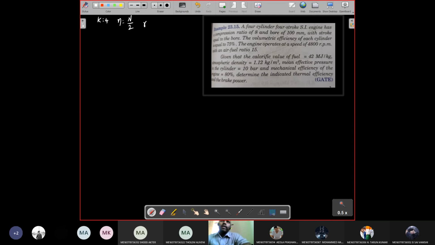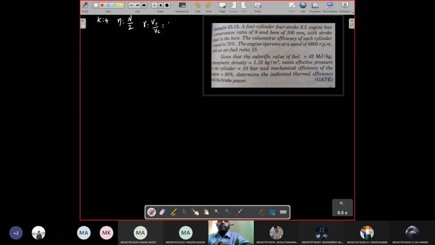A compression ratio. What is meant by compression ratio? Anyone, please tell me. Total volume by swept volume? No, wrong. Total volume by clearance volume. Yes, sir. Volume before start of the compression divided by volume at the end of the compression. Yes or no? That is the compression ratio. So total volume by clearance volume, V1 by V2. This value is equal to r.